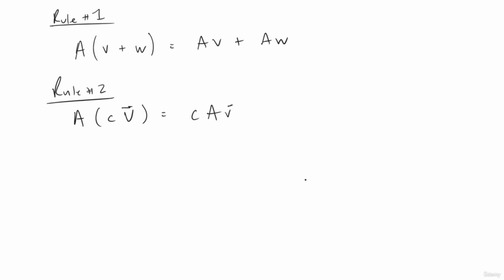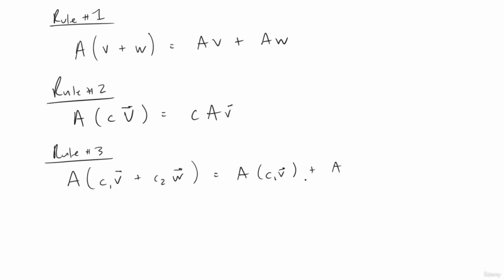For rule number 3, we should have that A times C1 times V plus C2 times W should be equal to A times C1 times V plus A times C2 times W. And we know that it's distributive, so this makes sense. We can also factor these out, so we have C1 times AV plus C2 times AW, and we are good to go. If you review the original rule number 3 from the previous video, you'll see that this is true.